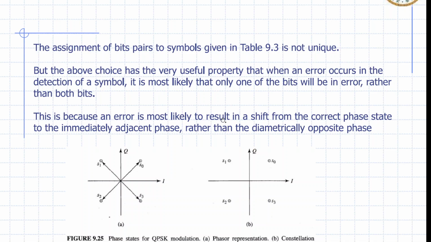It is because error is most likely to result in a shift from the correct phase state to the immediately adjacent phase, rather than diametrically opposite phase.